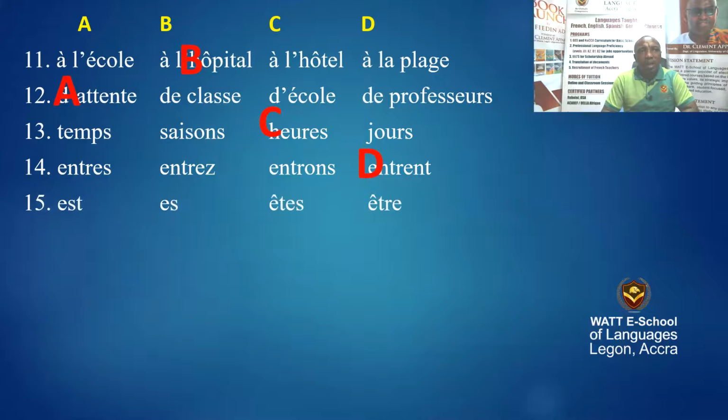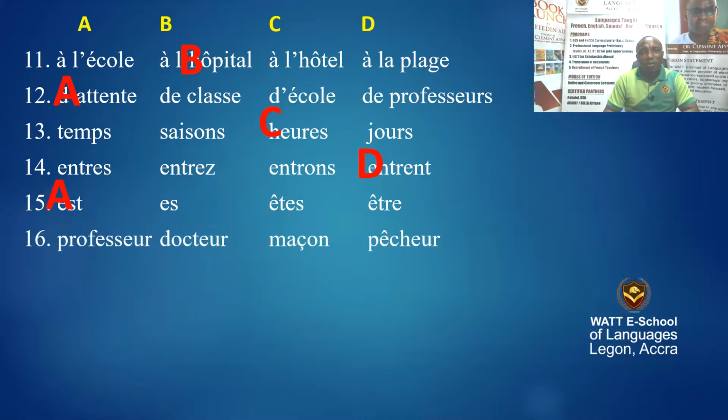Number 15. Est, es, êtes, être. The first, est, is used for third person singular, il or elle, that is he or she. The second, es, is for second person singular, tu. Remember, êtes is for second person plural, vous. And être is the infinitive verb to be. So here, per the passage, the sentence, the correct answer is A. You said A is correct. That's fine.